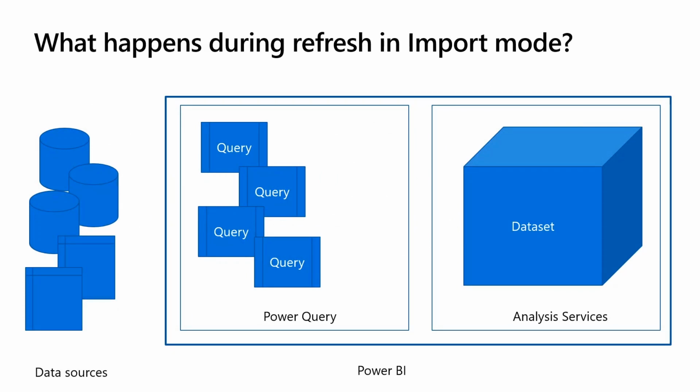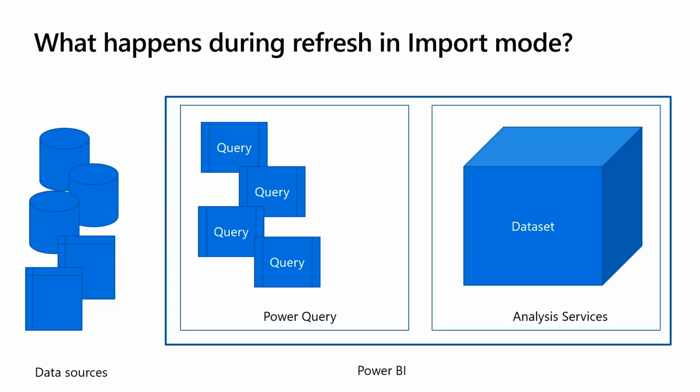So to be able to understand how to improve the performance, to tune the performance of refresh in import mode, you need to understand at a very high level what happens during refresh in import mode. And what I've got here in this rather crude diagram is a representation of what happens. On the right hand side, we've got our dataset. We want to refresh it. So when we click the refresh button, what happens?